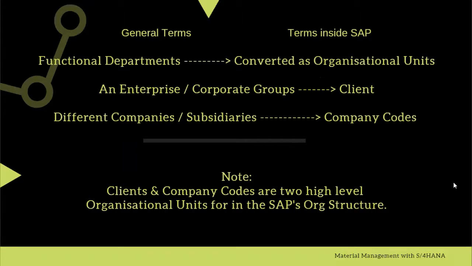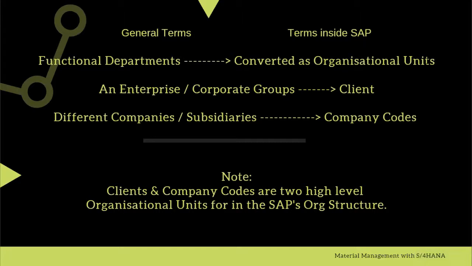I've given here two columns. This column represents the general terms that are denoted outside SAP. This is what we follow inside the SAP S/4HANA system. Whenever a company plans or decides to implement SAP, their functional departments, like the accounting department, the procurement department, and the sales department, are all called functional departments. The functional departments are converted into organizational units inside the SAP system.